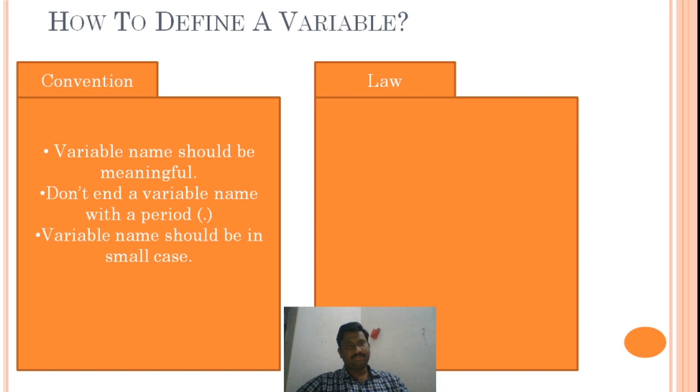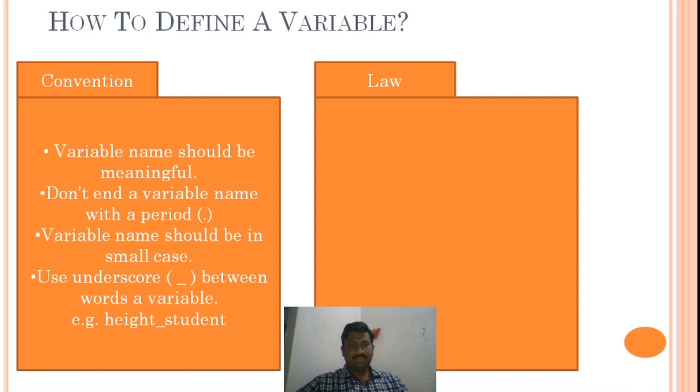Use underscore between words of a variable. For example, a variable is called height of the student. For height of the student, I may define it as height underscore student. It is meaningful, in the sense I can see this and tell it is the height of the student, and it is separated by the underscore, and I have not used any full stop there. Okay. So in convention, you can ignore this. You can use capital names. You can connect without space. You can do anything, but that will not be helpful in analysis.